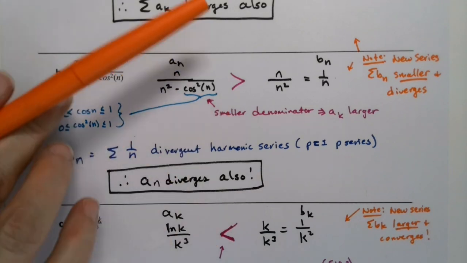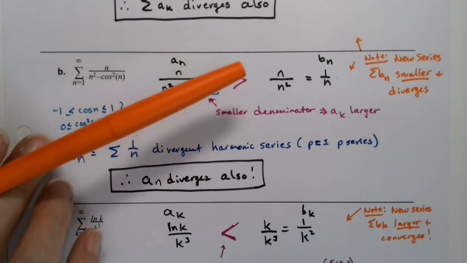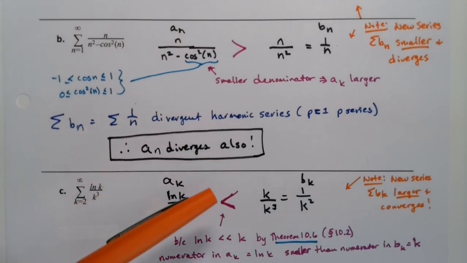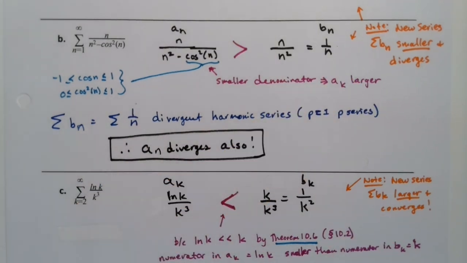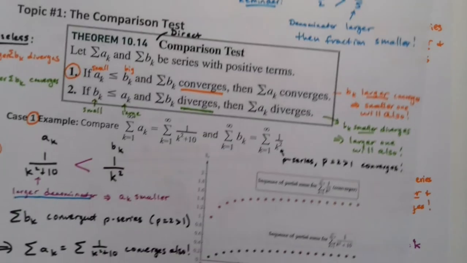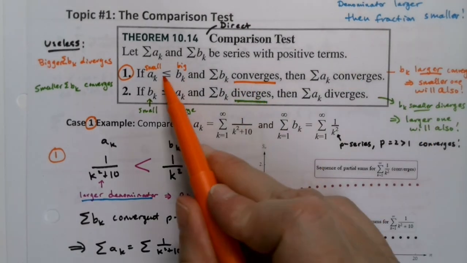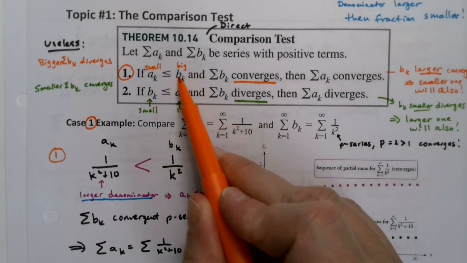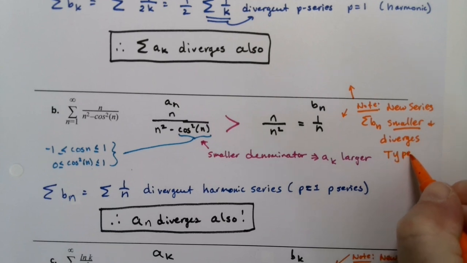If the new series is smaller and converges, useless. You have to go back to the drawing board. It doesn't tell you anything. If the new series is larger and diverges, useless. Doesn't tell you anything. So the only two cases that are doing you any good are those two cases. Which, looking back at the theorem, letter C is an example of the new series, right, there's the new one, is larger and converges. So this is type 1 from the theorem. And these two were both type 2 from the theorem.